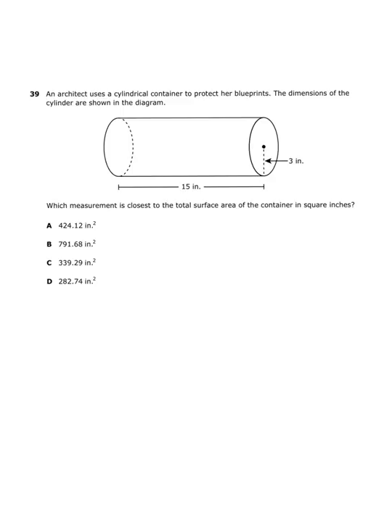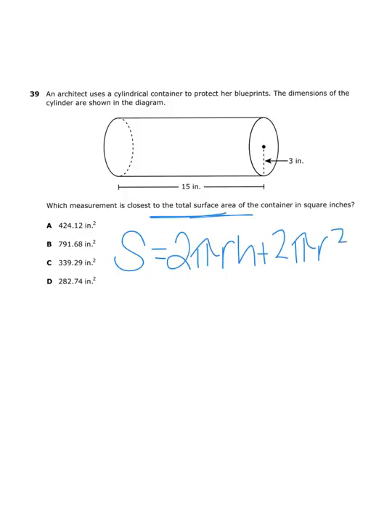39. An architect uses a cylindrical container to protect their blueprints. The dimensions of the cylinder are shown in the diagram. Which measure is closest to the total surface area? So your formula for total surface area is S equals 2 pi r h plus 2 pi r squared. And all you're going to do is replace the r with the measurement for the radius and replace the h with the height, and this is all being multiplied. So 2 pi r times the height plus 2 pi r squared. And when you do that, you get 339.29.